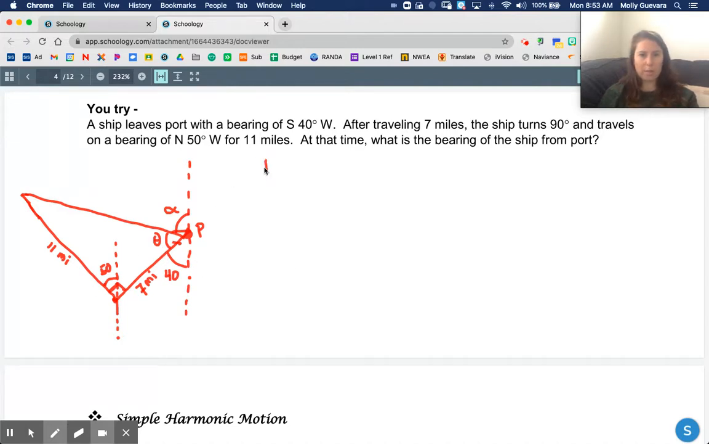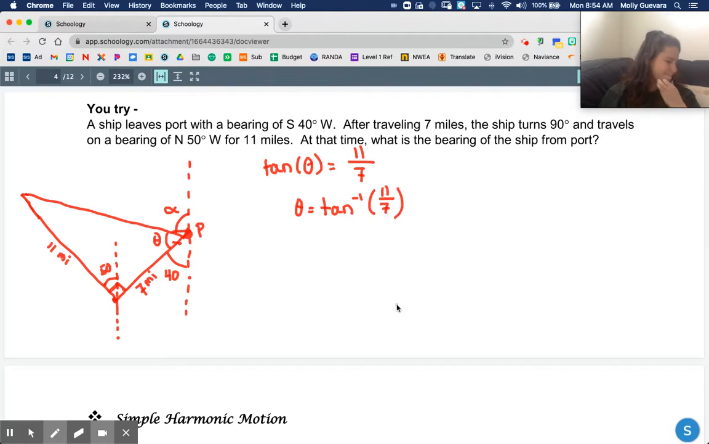So because I have opposite and adjacent, I'm going to use tangent. So tangent of theta equals opposite over adjacent. Take the inverse. So I have tangent inverse of 11 over 7. And I get that theta is approximately 57.529 degrees.